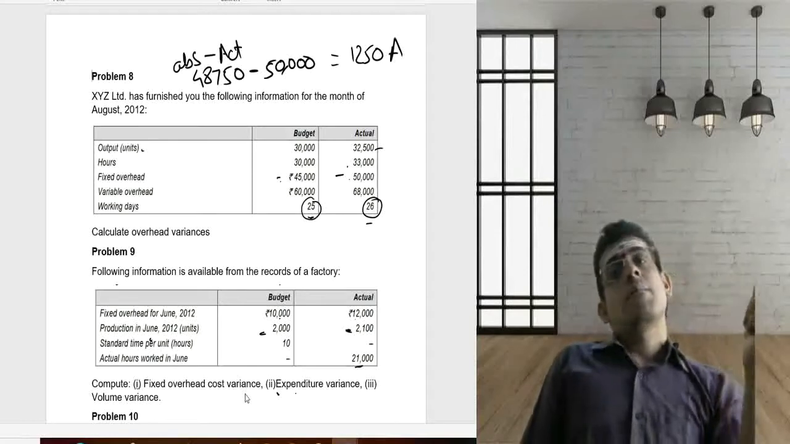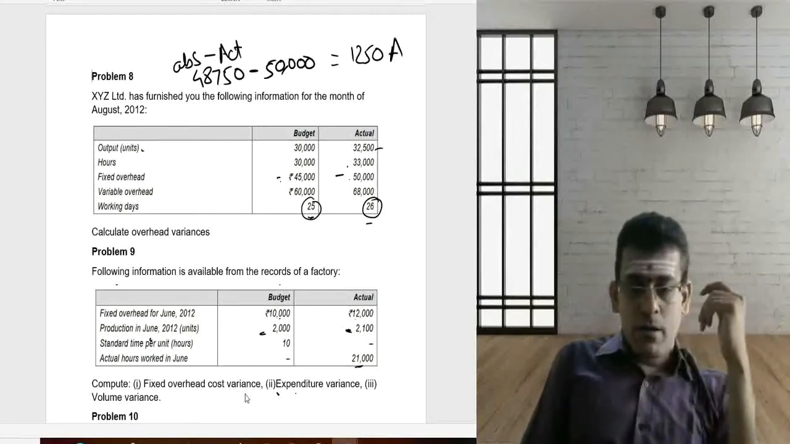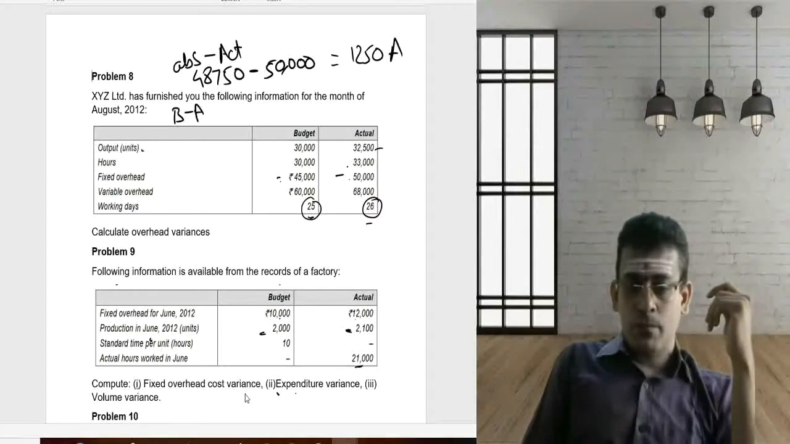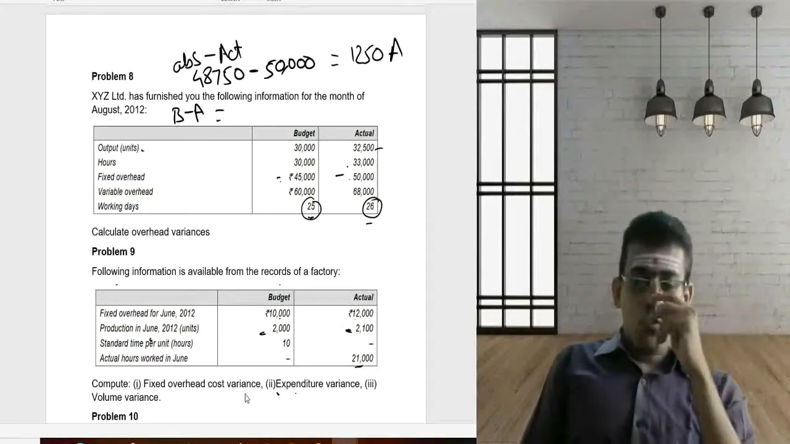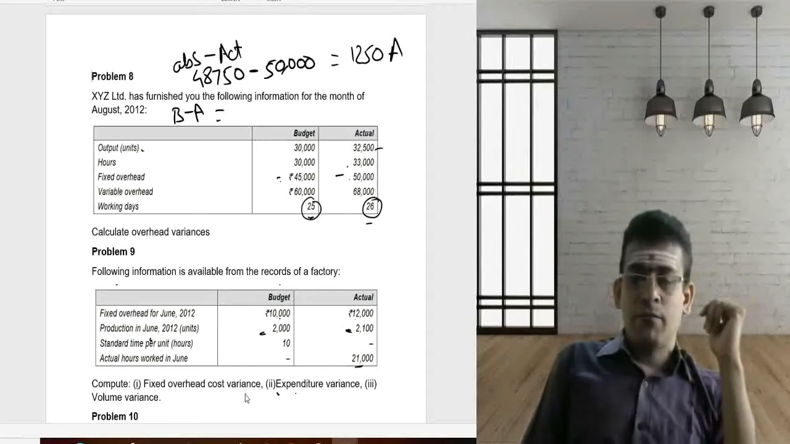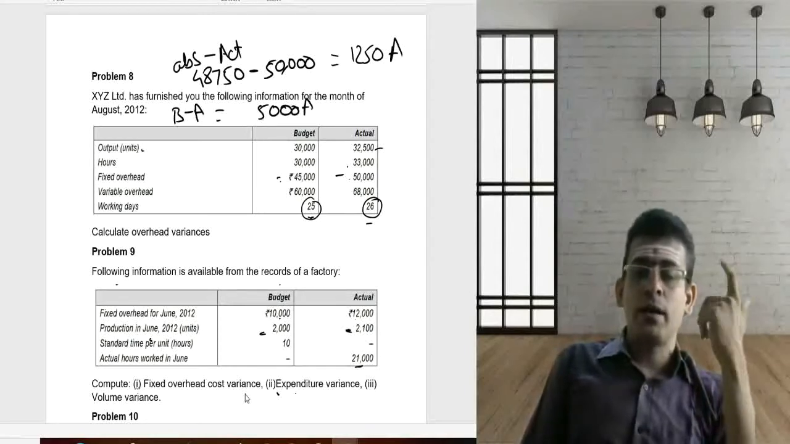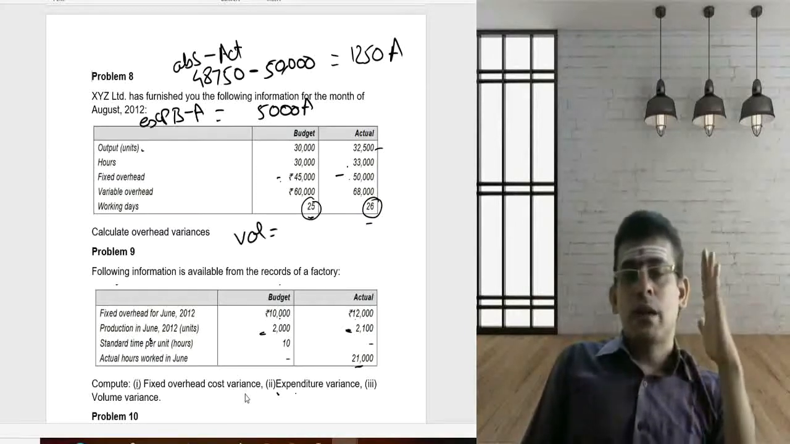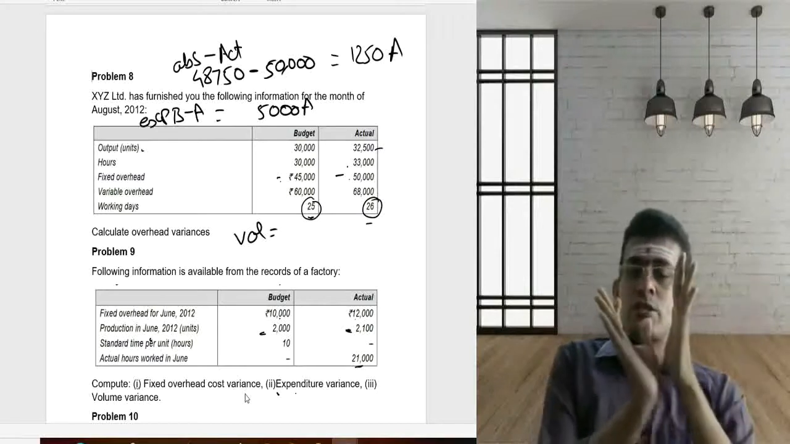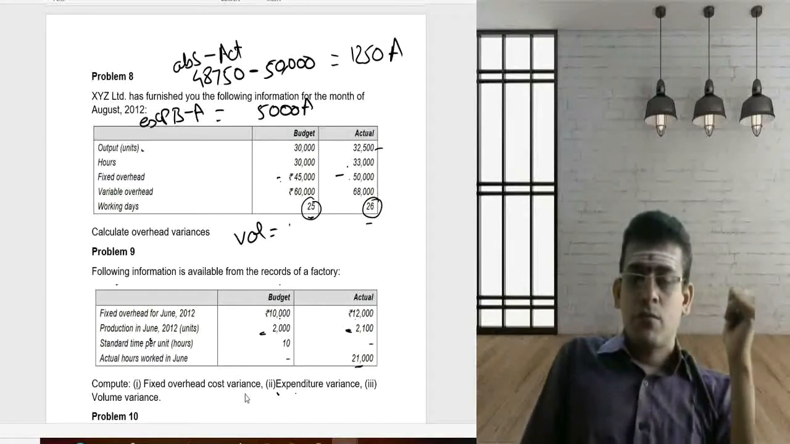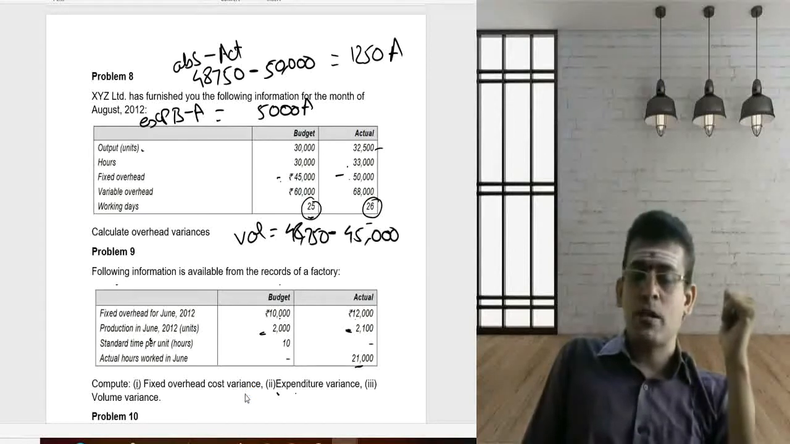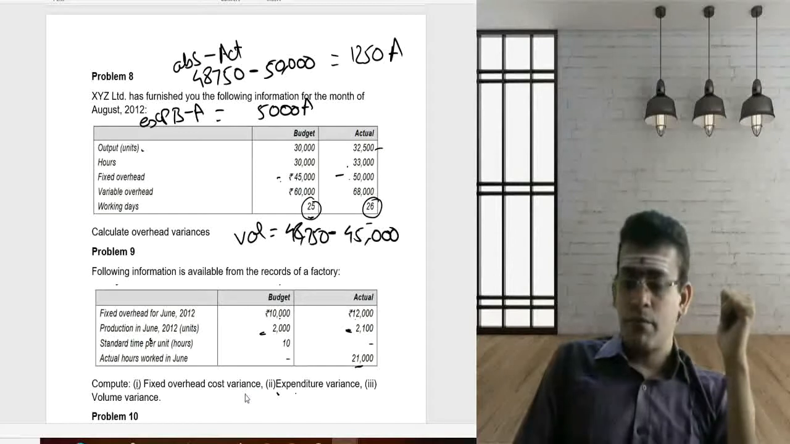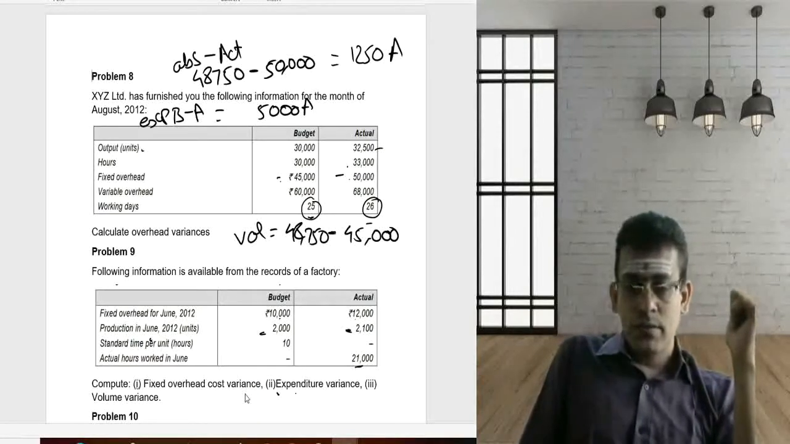Then my expenditure variance. We have already discussed that expenditure variance is budget minus actual. What is your budget? 45,000. What is your actual? 50,000. So ultimately 5,000 adverse is my expenditure variance. Then what is your volume variance? We know that one changes, one does not change. Absorbed changes to 48,750, whereas budget remains the same at 45,000. So 48,750 minus 45,000 gives you 3,750 favorable.